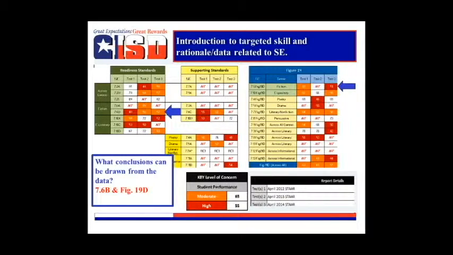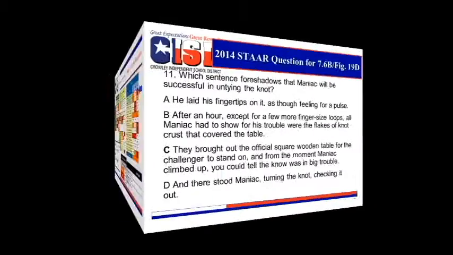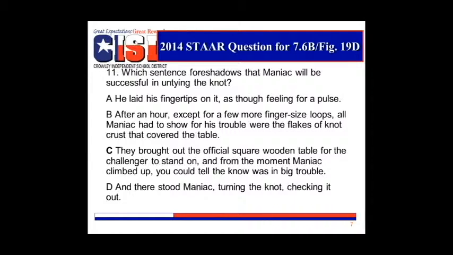Based on the heat map displayed, what conclusions can you draw about 7.6b and Figure 19D? Please pause the video to discuss this with your team. Look at the question from the 2014 7th grade STAAR that assesses Standard 7.6b and Figure 19D. 7.6 and Figure 19D were assessed together 4 times, and 7.6b was assessed 3 times in 2014. Please pause the video to discuss what level of specificity this question is and the alignment to the standard.